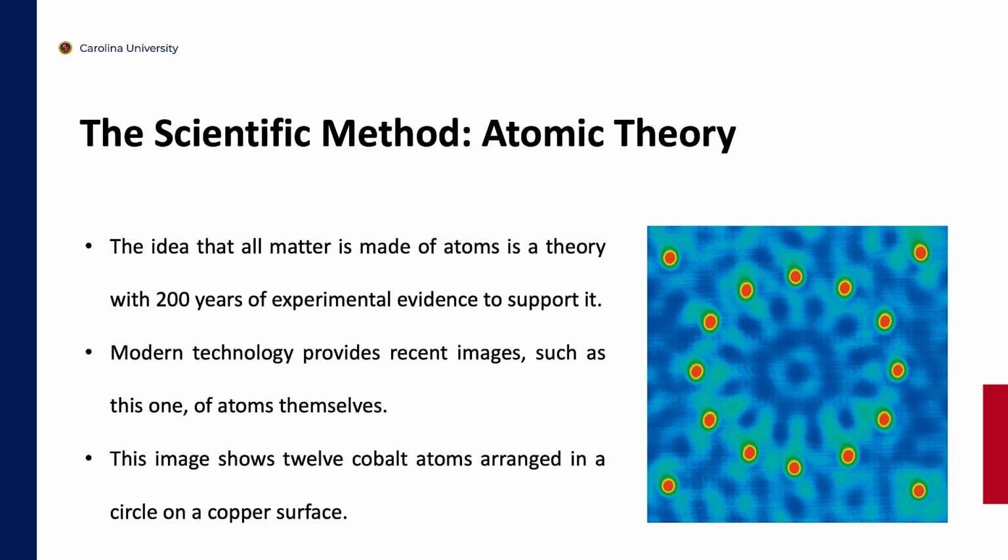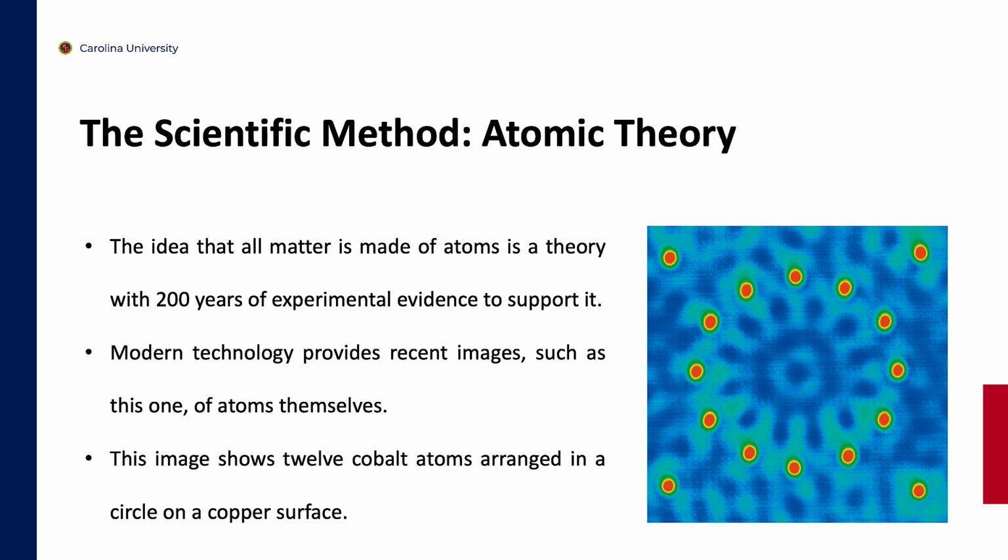For example, the idea that all matter is made of atoms is just a theory, but it is a theory with more than 200 years of experimental evidence to support it, including the recent images of the atoms themselves, which is shown in the image. These established theories should not be taken lightly. They are the pinnacle of scientific understanding. So the atomic theory has 200 years of experimental evidence to support it, including recent images such as this one of atoms themselves. This image shows 12 cobalt atoms which are arranged in a circle on a copper surface.